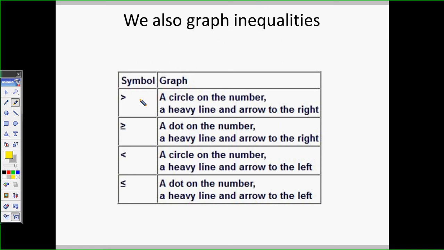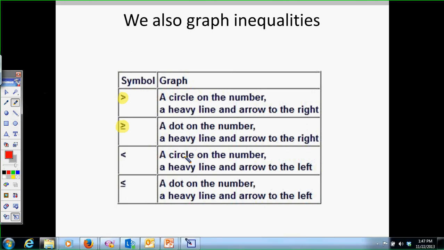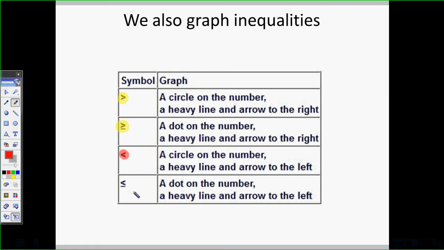The symbol for the graph, if it's greater than, it's a circle, and it's going to be a heavy line and an arrow to the right. See how it's facing to the right? It will go to the right. If it's greater than or equal to, it's a dot, or what I call a filled-in circle, and it's a heavy line and an arrow to the right. A circle on the number line, if it's less than, it's going to be open, and it goes to the left because I'm facing to the left, my inequality symbol rather. And same here, less than or equal to, so it's a dot or a filled-in circle. Okay, so that's something we've already discussed.